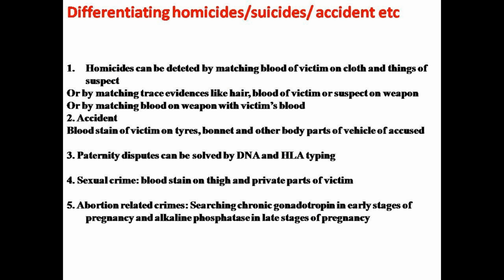Apart from that, sexual crimes can also be detected by these methods. Then paternity disputes can also be handled, after which pregnancy or abortion cases can also be studied by this, like chorionic gonadotropin can be found in the early stages of pregnancy, while for the late stages of pregnancy alkaline phosphatase can be studied. So these are the different cases which can be solved by studying the blood pattern.